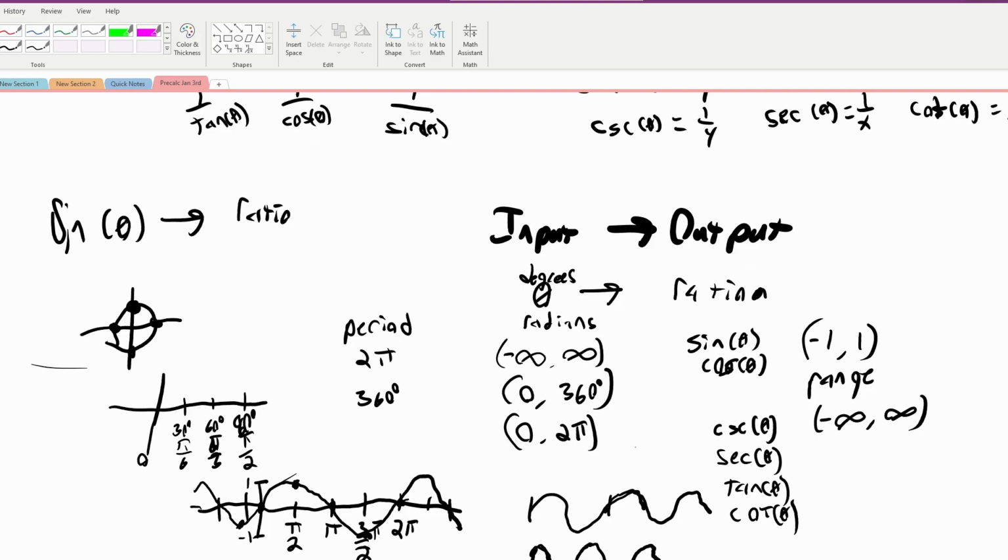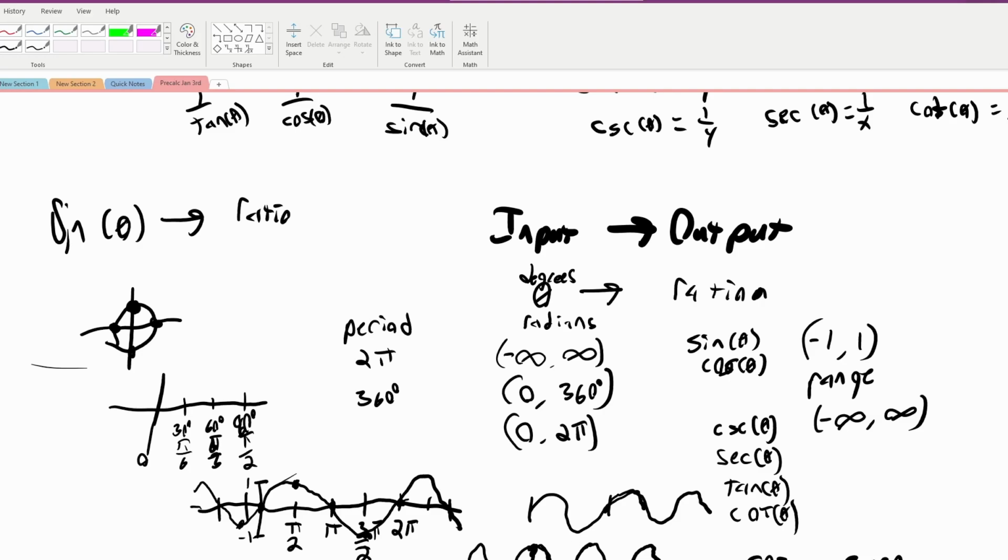Now cosine, because of where it starts at positive 1, when we look at how it repeats, we don't have to rotate it or flip it twice. We just do a simple reflection across the y-axis, meaning that cosine is an even function. Now, because cosine is even, its reciprocal is also going to be even. So that would mean that secant is also even.